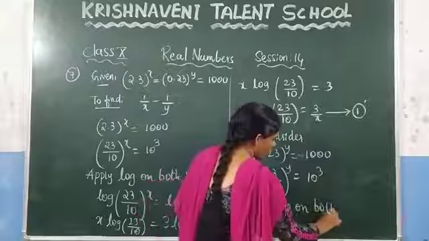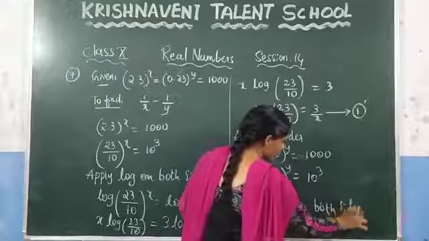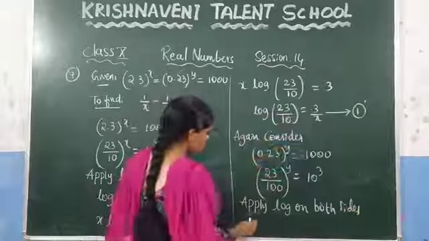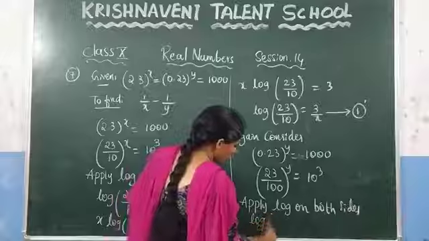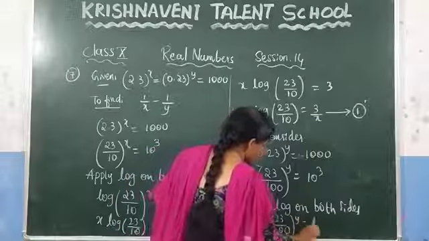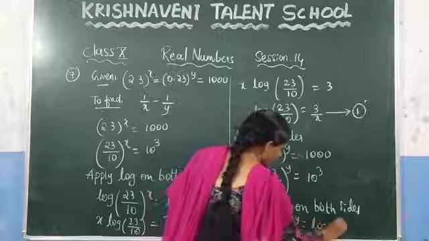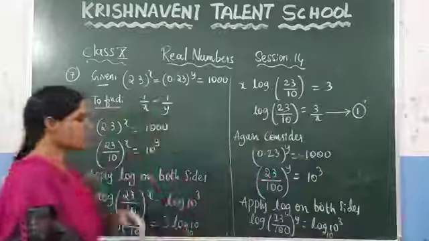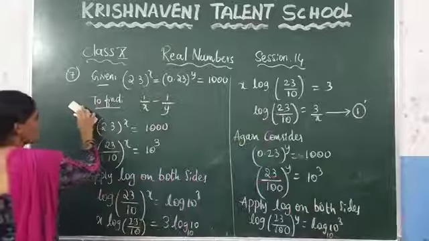If you apply log on both sides, what will you get? In the right hand side, you will get the form like this. Now apply log: log of 23 by 100 whole power y is equal to log 10 cube. Since the base is not given, you can take the base as 10. Now again you need to simplify.